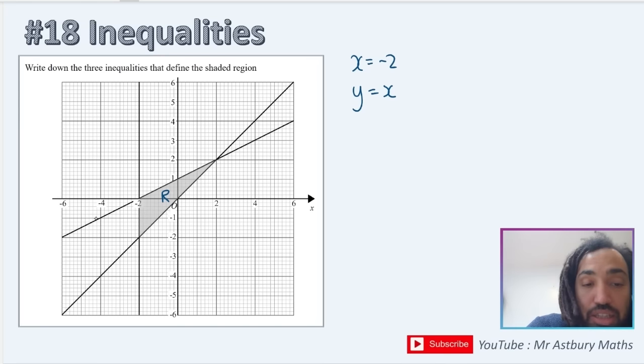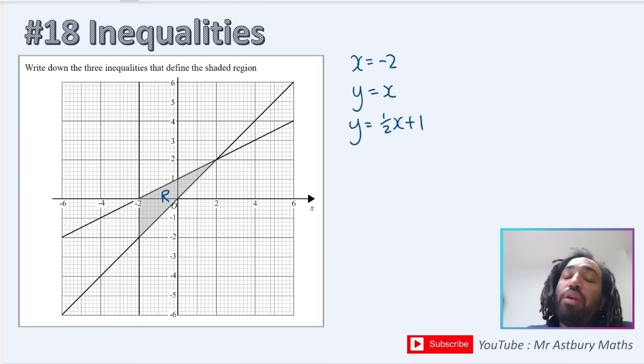And this next line here has a gradient of 1/2, because for every 1 you go across, you have to go up 1/2 to get back to the line. For example, 1 across, 1/2 up. And that goes through the y-intercept of 1. So this is y is equal to 1/2 x plus 1.